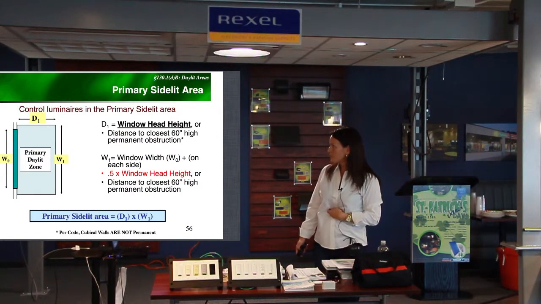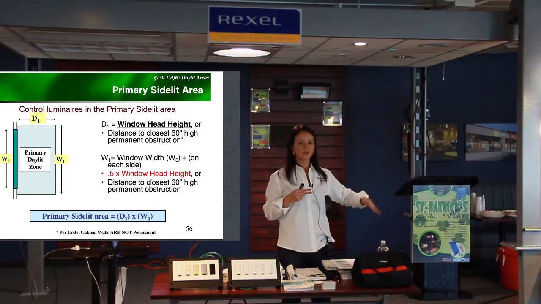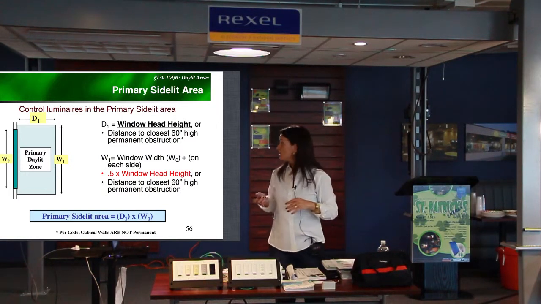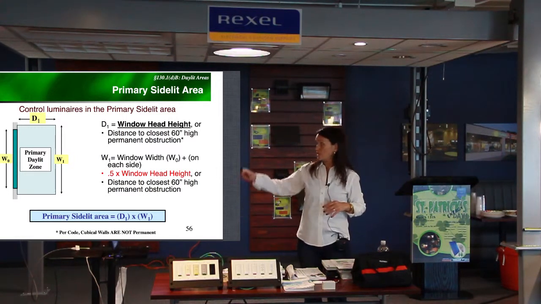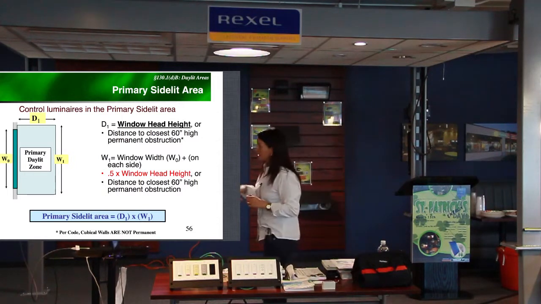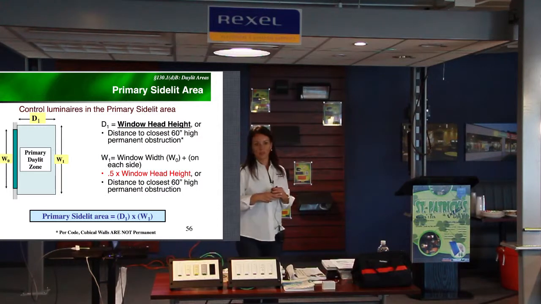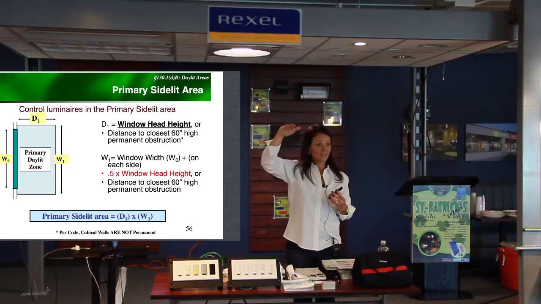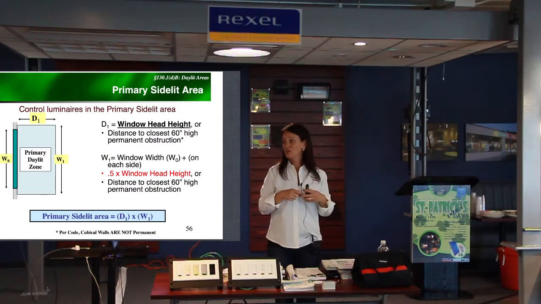Primary sidelit area. In the previous two revisions of the code, the goal used to be 15 feet. Now it's the window header height. It continues being the window header height. The biggest difference is it used to be just 2 feet on each side of the window. So to consider a daylit area, you take the size of the window and add 2 feet on each side. Now you have to add half of the window header height. So if there's a 10-foot high window, the daylit area would be 5 feet on each side of that window. So you're making the daylit areas much larger.